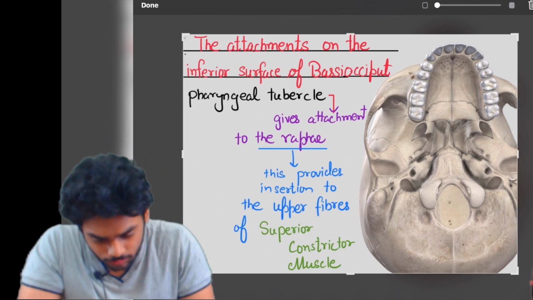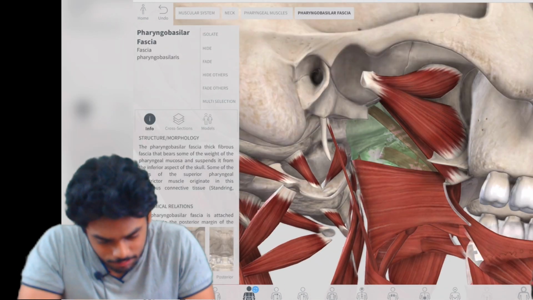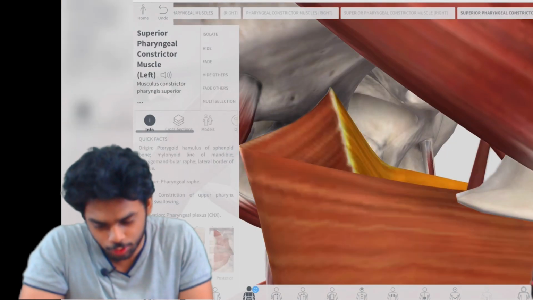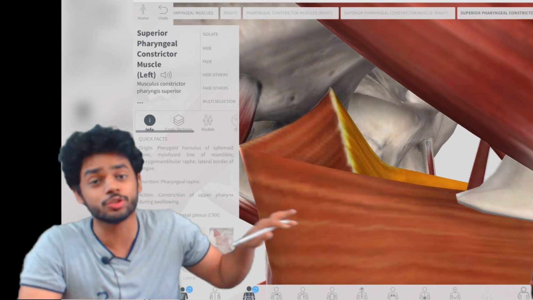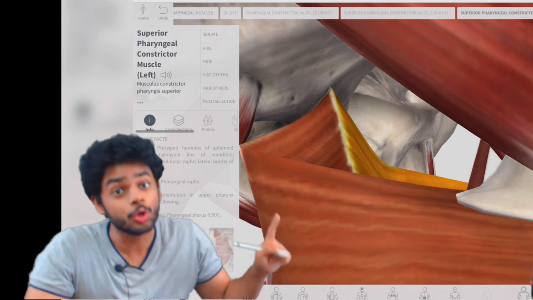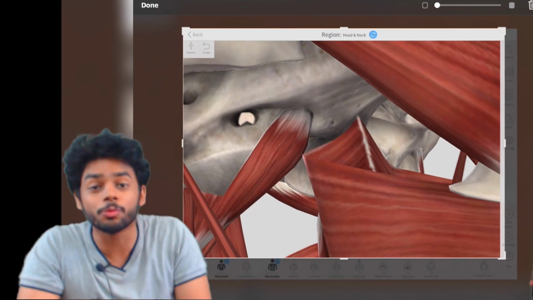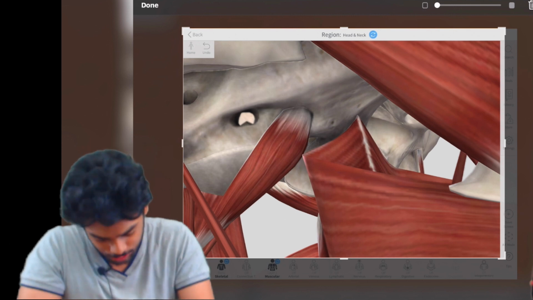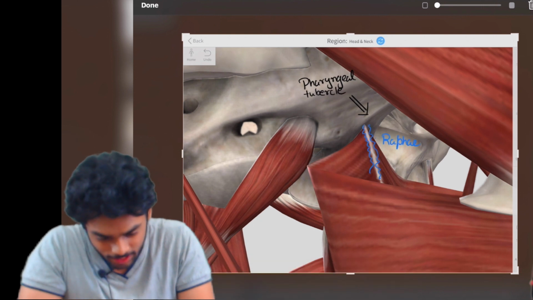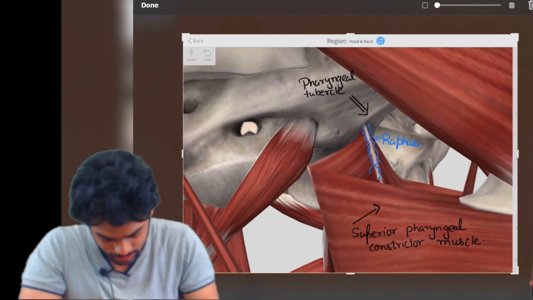See, let me remove this structure. Can you see this? This is the fascia part. I have to remove this fascia part so that I can show you the superior pharyngeal constrictor muscle. This muscle which you can see is the superior pharyngeal constrictor muscle, and it is attached through the raphe to the pharyngeal tubercle. See here. Can you see this part, the tubercle part where it is attached? Yes. Let me show you the raphe. This is the raphe. This is the tubercle, and here you have the raphe. And this is the superior pharyngeal constrictor muscle, which you can see here.